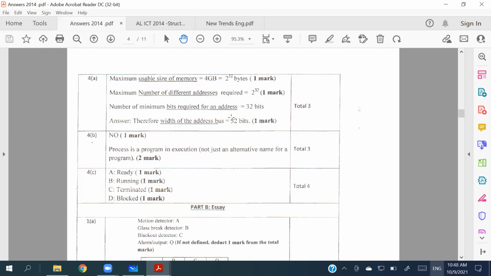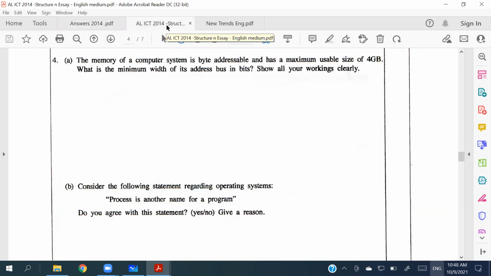Don't just say the address bit count is 32 and leave it at that, because the question is asking about the width of the address bus.